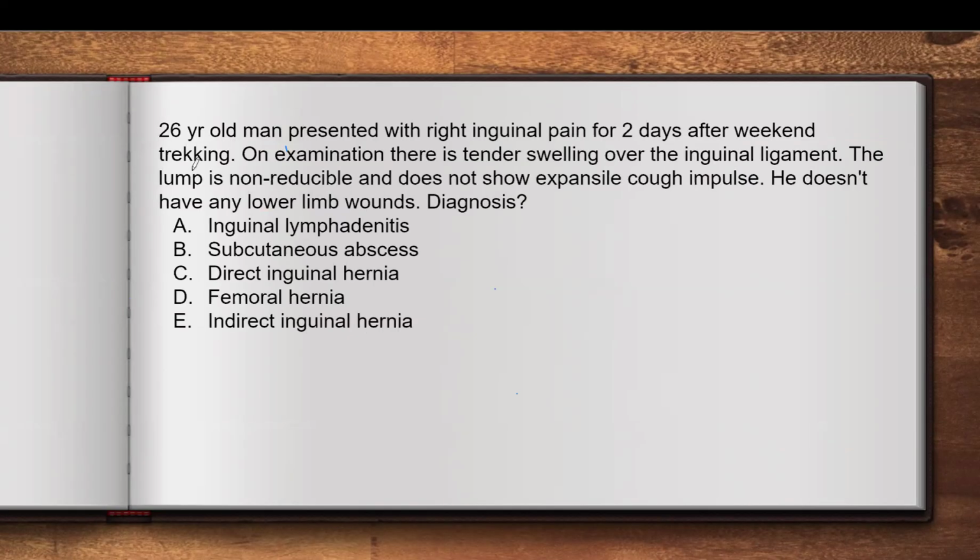So next question is, a 26-year-old man presented with right inguinal pain for 2 days after weekend trekking. On examination, there is tender swelling over the inguinal ligament. The lump is non-reducible and does not show expansile cough impulse. He doesn't have any lower limb wounds. So what is the diagnosis? Inguinal lymphadenitis, subcutaneous abscess, direct inguinal hernia, femoral hernia, or indirect inguinal hernia.